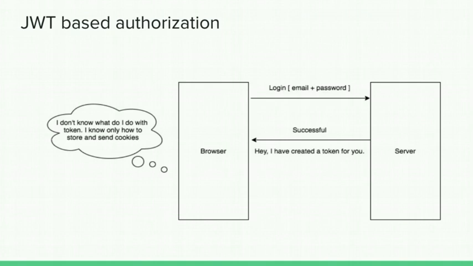Coming back to JWT, what kind of conversation happens between the client and the server? This time the login request is made using email and password. The server responds with a successful response, and this time the server generates a token. The browser does not understand what to do with this token, so it is up to the developer to store and manage this token, because the browser only understands how to deal with cookies, not anything else.